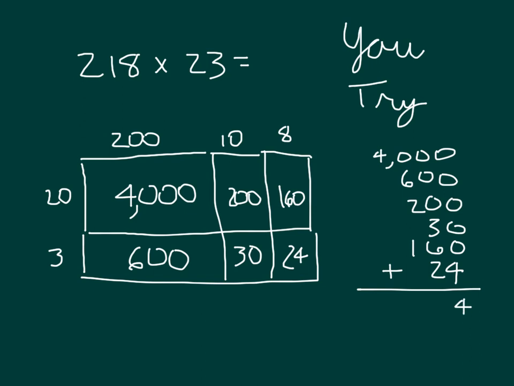9, 11 in the tens place there. 1 plus 6 is 7, plus 2 is 9, plus 1 more is 10. 0, regroup a 1, and 1 plus 4 is 5. 5,014 as my product.